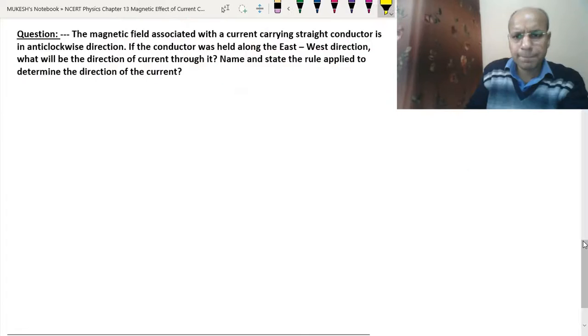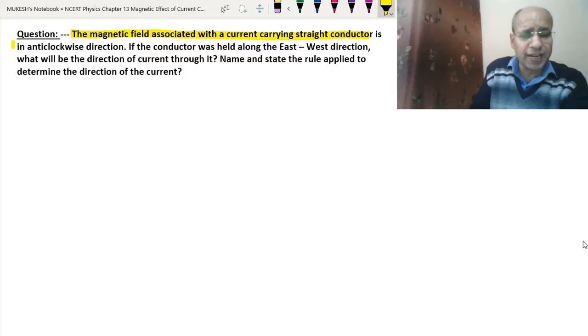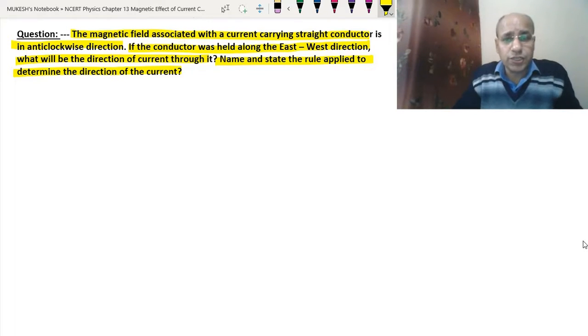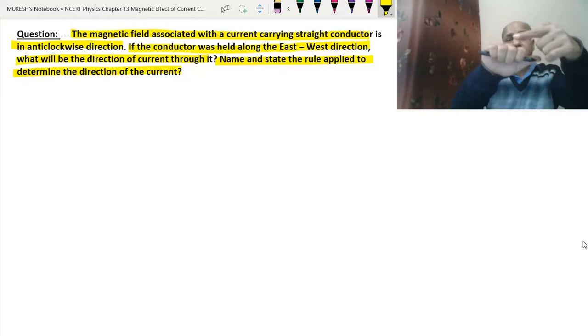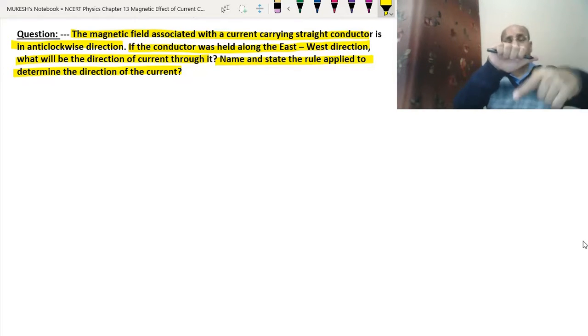Now let's do the next question. The question is, the magnetic field associated with a current carrying straight conductor is in anti-clockwise direction. If the conductor was held along the east-west direction, what will be the direction of current through it? Name and state the rule applied to determine the direction of current. See, the magnetic field associated is in the anti-clockwise direction, and the conductor was held along the east-west direction. Okay, this is the conductor. Suppose if we keep it like this, if it is clockwise, then it will be like this. If it is anti-clockwise, then it is like this. So the anti-clockwise field will be like this.